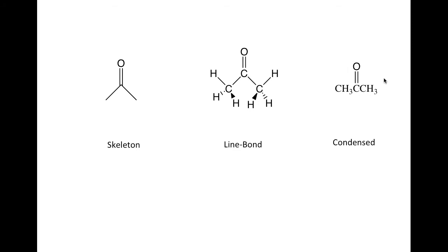If you look on the far right, here we have the condensed structure. Again, it's a shorthand way of representing any of these two structures on the left. And the most important thing about condensed structures to remember is that the hydrogens are drawn to the right of the carbon that they are attached to.